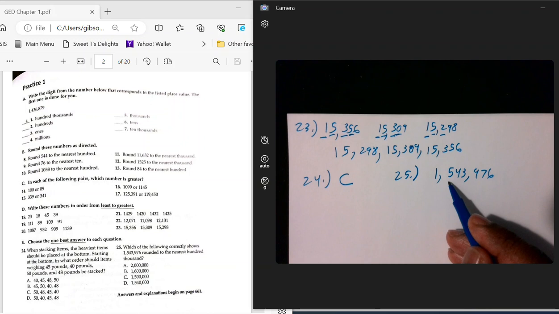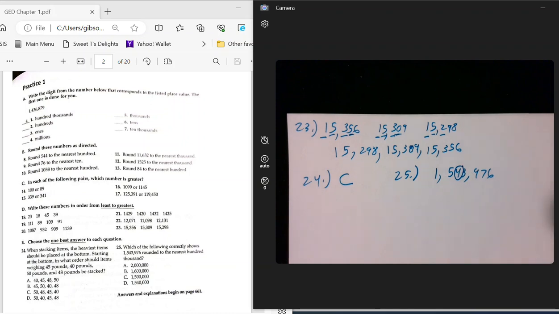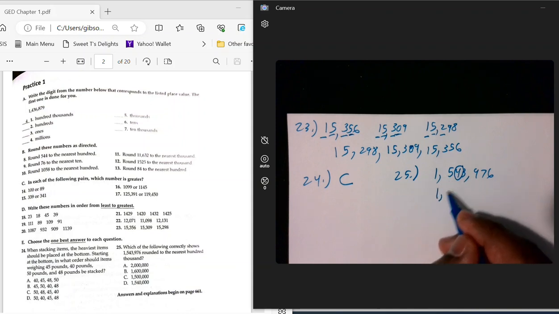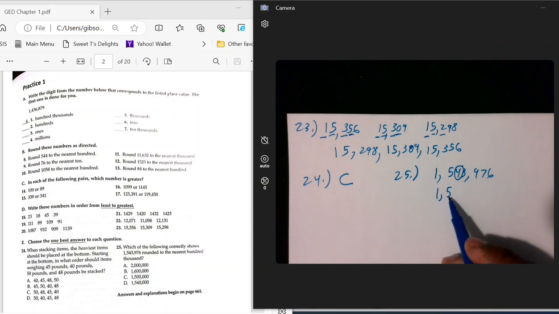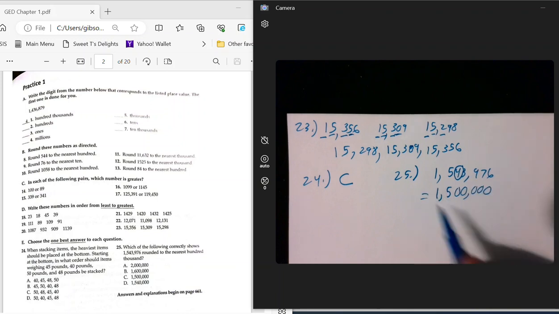So the 5 is in the 100,000s place. So we look at the digit directly to the right of the 5, which is in the 10,000s place, which is this 4. It falls in between 0 to 4, so that means this 5 is not affected. So we'll write down the 1 and the 5, and all of the digits behind become zeros. And that is the final answer. So that answer would be C as well. So your answer here is C.